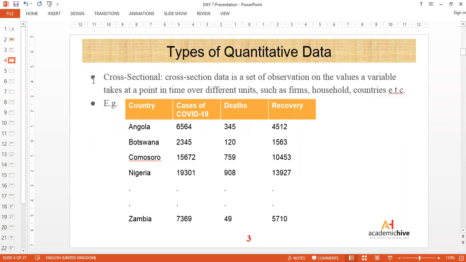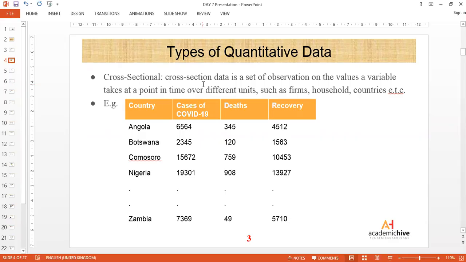All right, so what are the types of quantitative data? We have the cross-sectional data. The cross-sectional data is a set of observations on the values a variable takes at a point in time over different units. So it's data that is collected at the same point in time, okay?